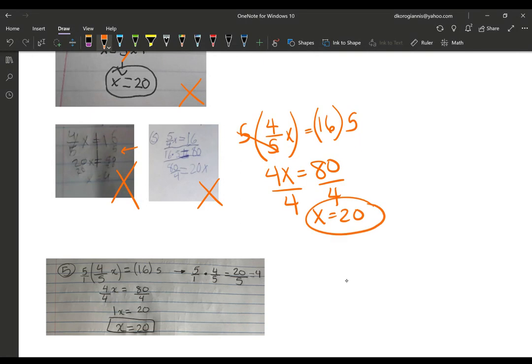The way we got 4 here is if I have 5 times 4/5, I can rewrite 5 as a fraction, so 5 over 1. When I multiply fractions, I multiply my numerators, and then I multiply my denominators. So 5 times 4 is 20. 1 times 5 is 5. And then I divide. 20 divided by 5 is 4. So this student wanted to do the same thing as well, but this is the way your work should be showing right here.